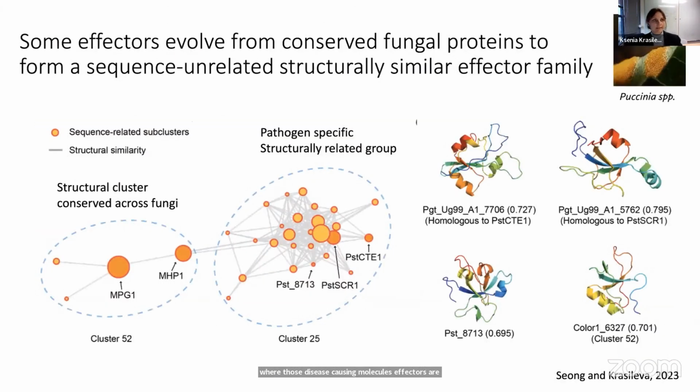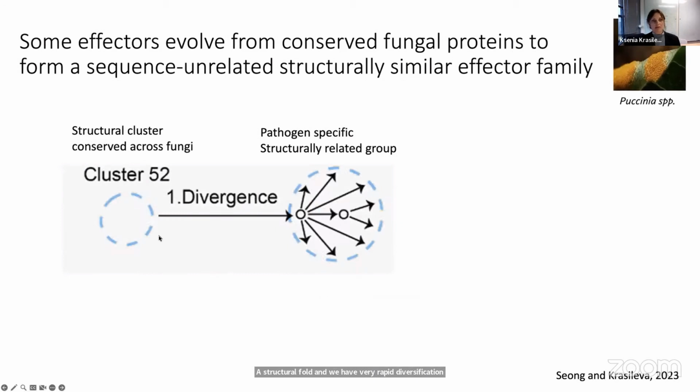And to give you a couple of examples, we have a representation of sequence-related clusters, and they're linked with gray lines by structural relatedness. We have one of these that's conserved across fungi, pathogens and non-pathogens, a few of these actually. And then in a particularly devastating pathogen called rust, we have a very rapid expansion of this structural fold, and very rapid diversification. So what we think is happening a lot of times in pathogens is divergent evolution, and then specific pathogens utilize this fold to enable colonization of plants and manipulation of their hosts.